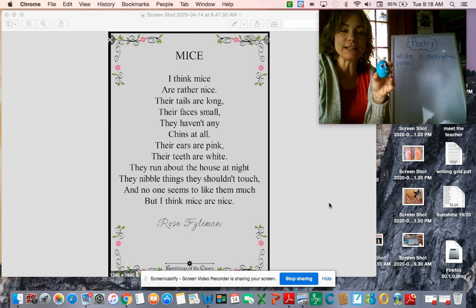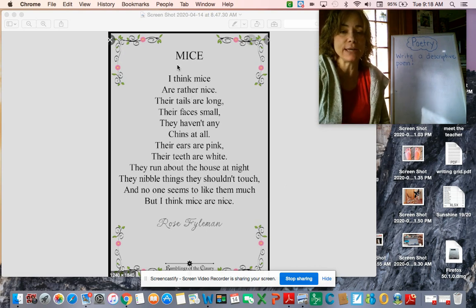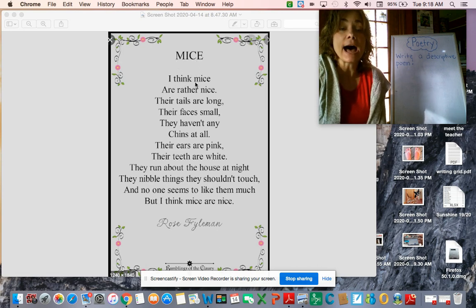So I want everybody to look at this poem that we have here. I'm going to use my little arrow here. This poem is called Mice. I think mice are rather nice. Their tails are long, their faces small. They haven't any chins at all. Their ears are pink, their teeth are white. They run about the house at night. They nibble things they shouldn't touch, and no one seems to like them much. But I think mice are nice.